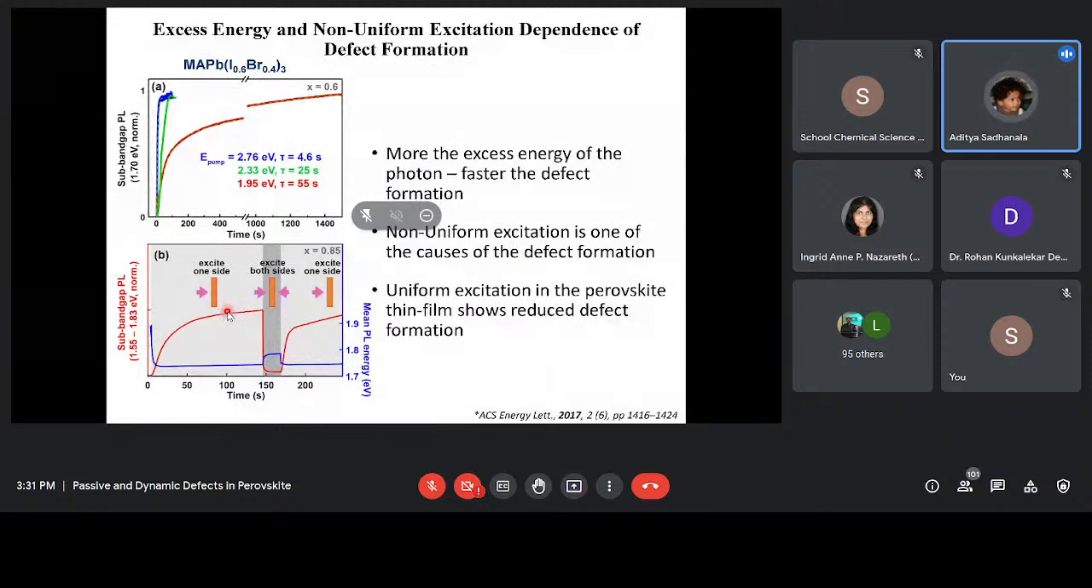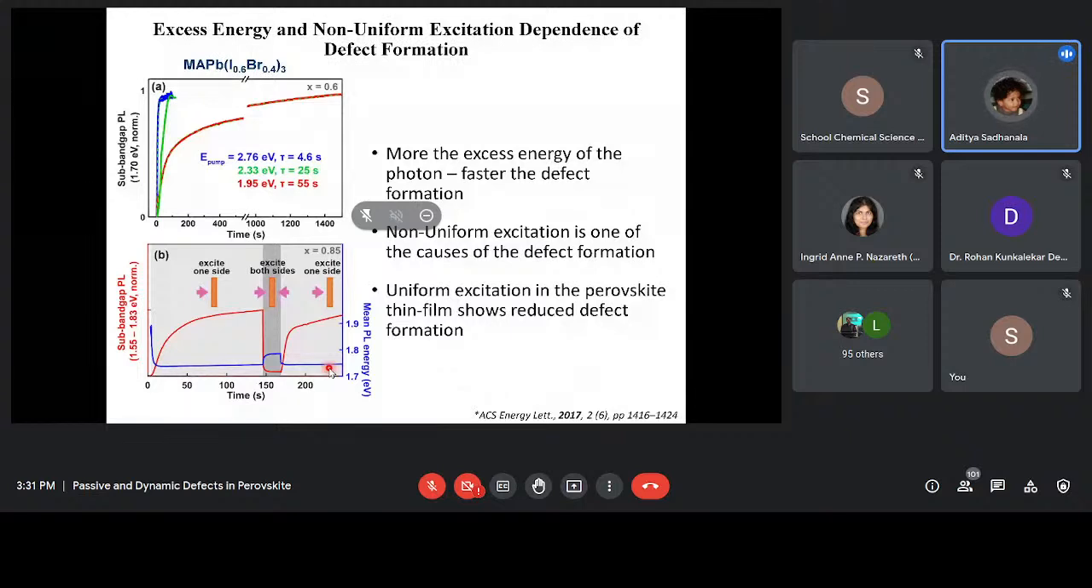But what happens, interestingly, if you excite the sample from both sides of the glass, and then remove the excitation from the other side, so you excite only from one side? You again see the return of the defect emission and the reduction in the main peak emission. What this is telling you is that you have an exponentially decaying absorption profile in your perovskite film. This is true with any semiconductor, nothing specific about perovskite.